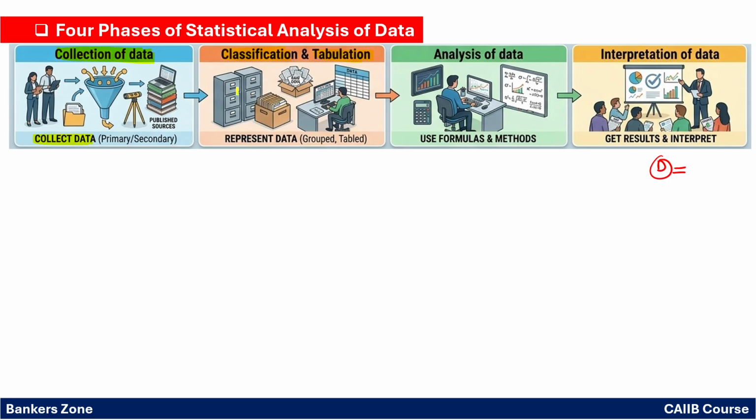The raw data you get, you have to classify it and make tables out of it so that it is visually good for representation. That is representing the data, right? Very simple. Next is analysis of data. Once you have made the table, you can apply formulas and methods so that you can analyze that data, right?